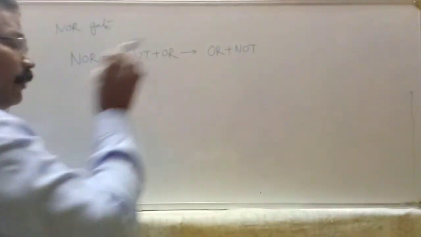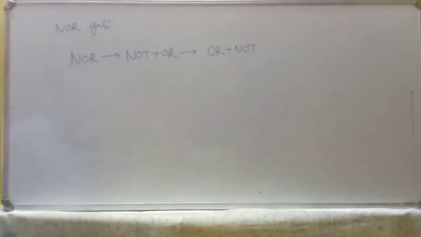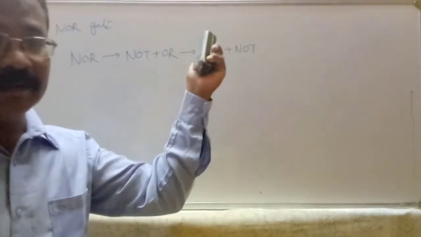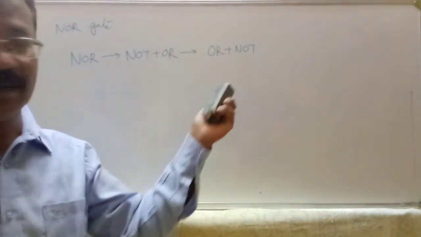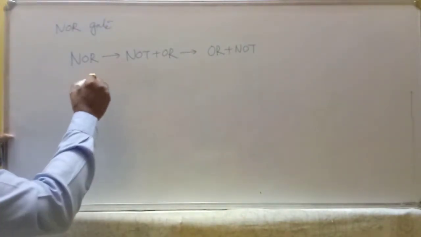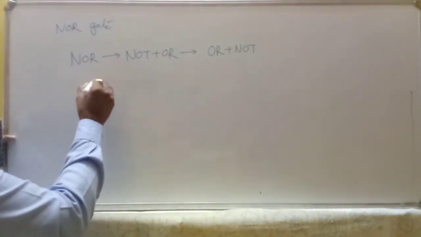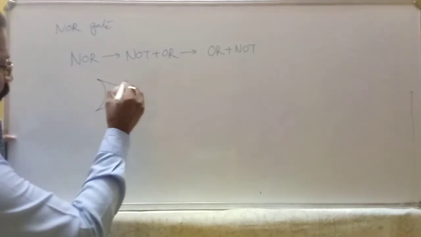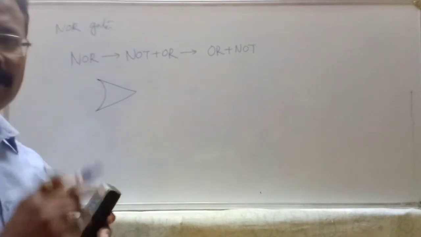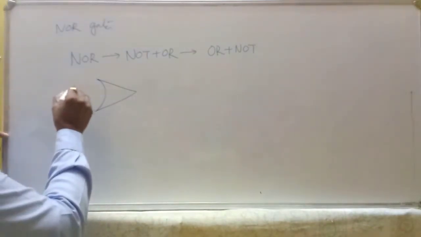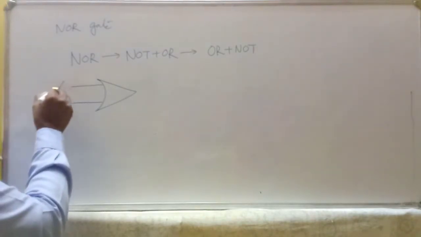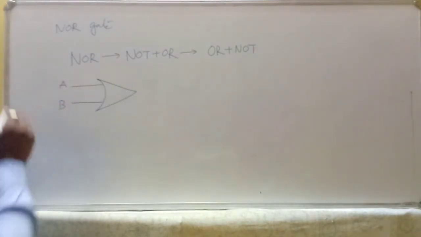Now we are going to draw the NOR gate with the help of these two gates, OR gate plus NOT gate. What is the symbol of the OR gate? This is the symbol of the OR gate. The OR gate consists of two or more inputs. Here, for example, we are taking two inputs, A and B.